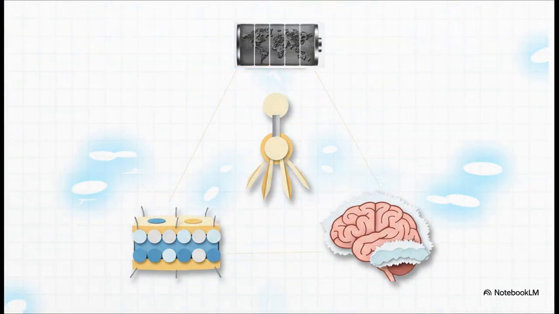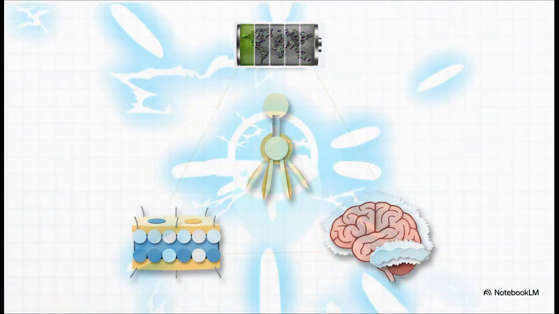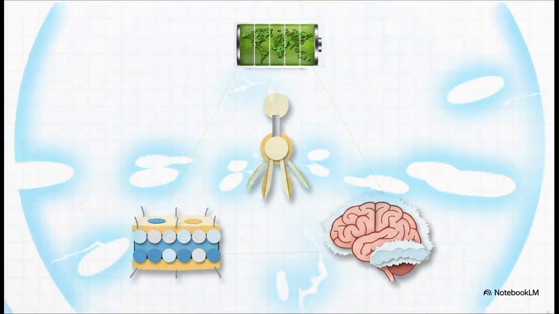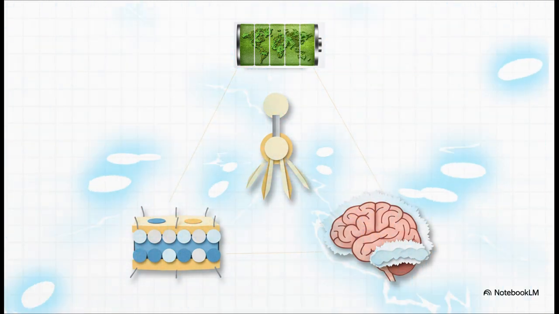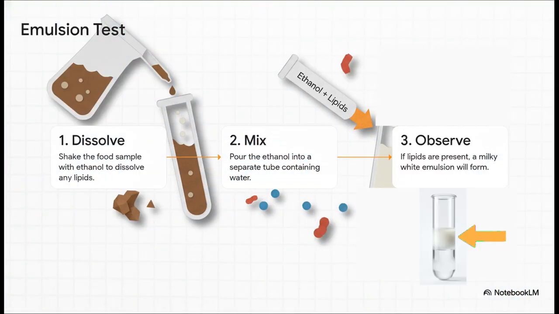But wait, there's more. They do so much more than just store energy. In fact, lipids store way more energy per gram than carbohydrates do, which makes them perfect for long-term storage. Plus, they're absolutely essential for making the membranes of all our cells, and they provide vital insulation and protection for our organs. So how do we catch these fats in the act?